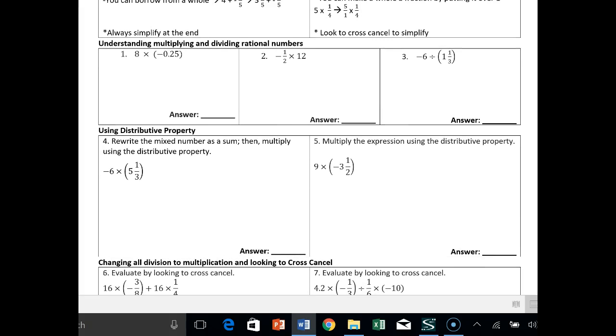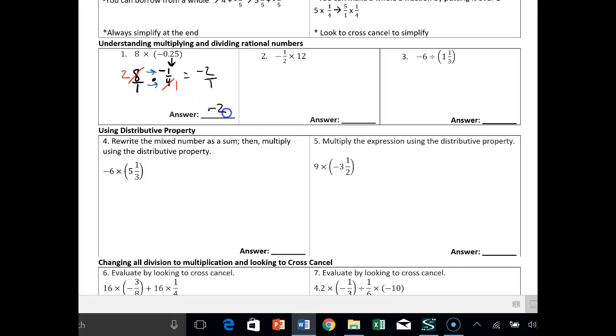So 8 times -0.25. Well, hopefully you go in your toolbox and say, hey, I know what 0.25 is. It's 1/4. And make sure you remember it's negative. So you're saying 8 times -1/4. How do we make this a fraction? Simply put it over 1. And now we're multiplying straight across. Let me change my times sign to a dot. That way you can see. So we can multiply straight across, or we can go ahead and cross cancel. 4 divided by 4 is 1. 8 divided by 4 is 2. And now we multiply straight across. So 2 times -1 is -2 over 1.